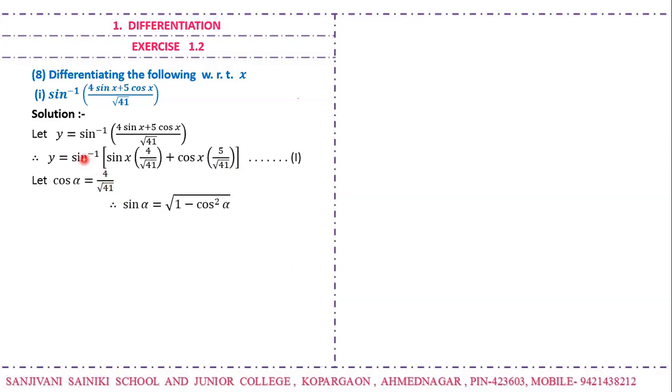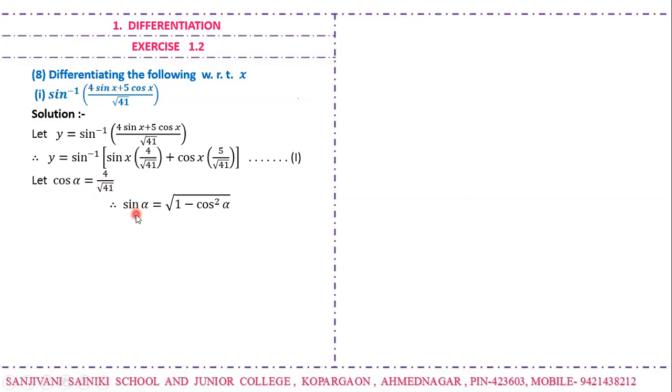Now here is a sine inverse. Out of the bracket, it is sine inverse. So here we must get sine a plus b or sine a minus b. If we are unable to get sine a plus b or sine a minus b, try to get cos a plus b or cos a minus b. So here sine a cos b plus cos a sine b. So here this must be cos alpha. So cos alpha is equal to this.